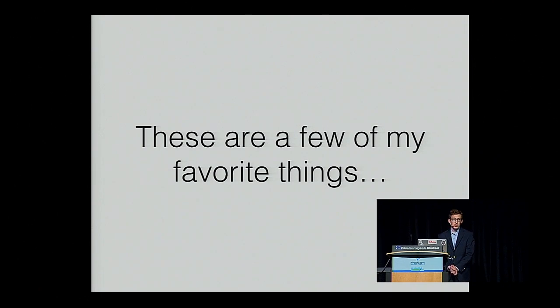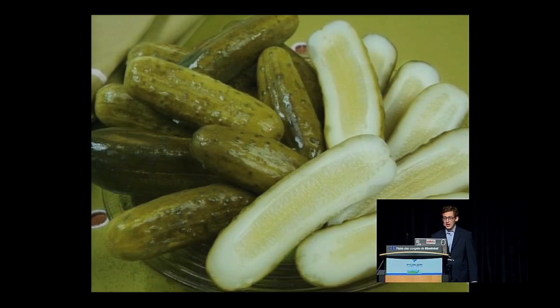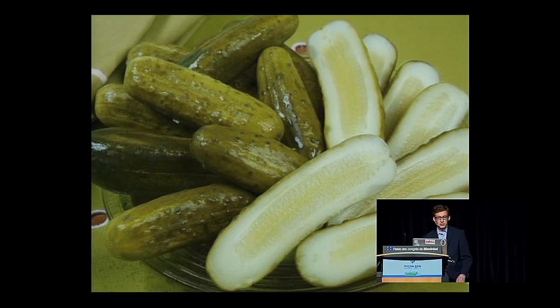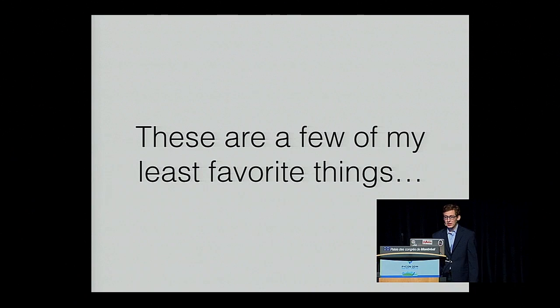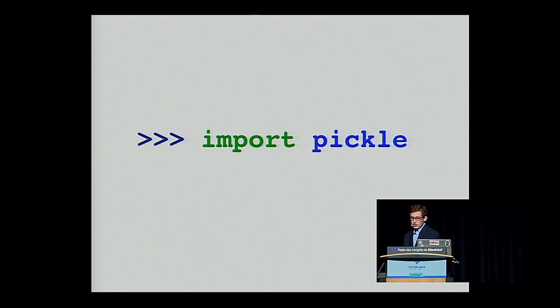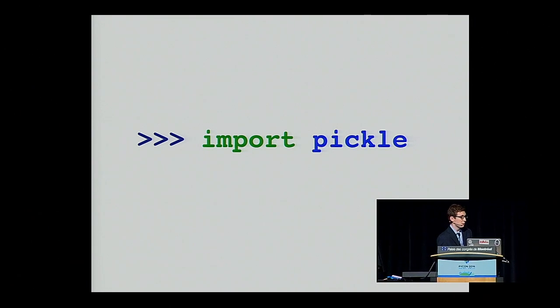So, this talk covers a few of my favorite things. For example, delis. If you'd like to come find me later and talk about delis, we can talk about Schwartz's, smoked meat, and many other wonderful things in Montreal. I'm also a big fan of pickles, dill pickles, and I'm a fan of software to varying degrees. This talk is also about a few of my least favorite things, such as software and the Pickle module. Some of you might be familiar with it.